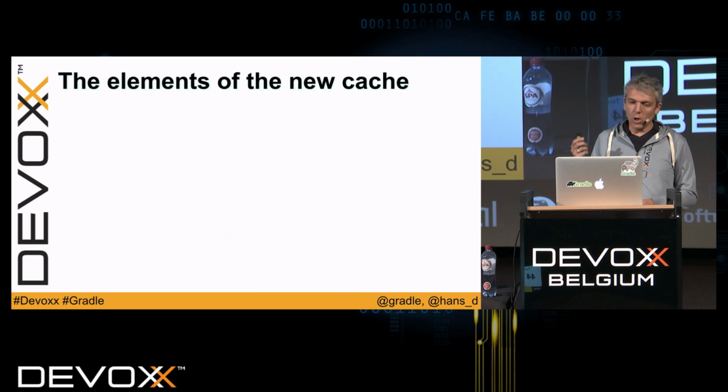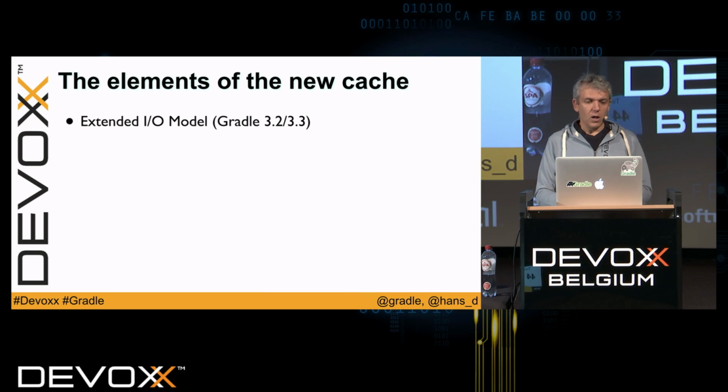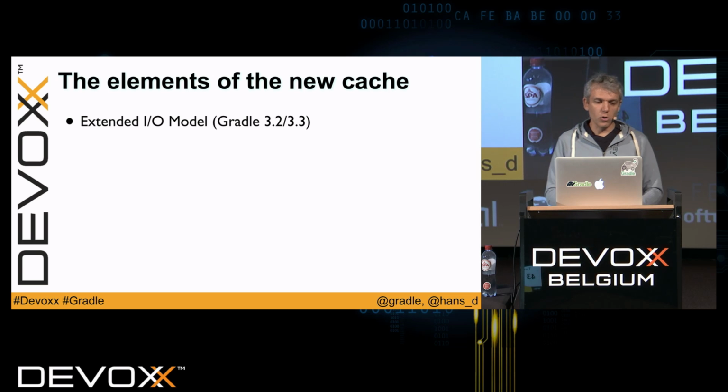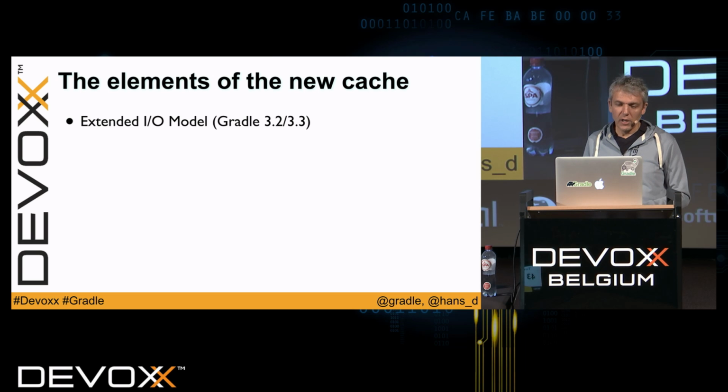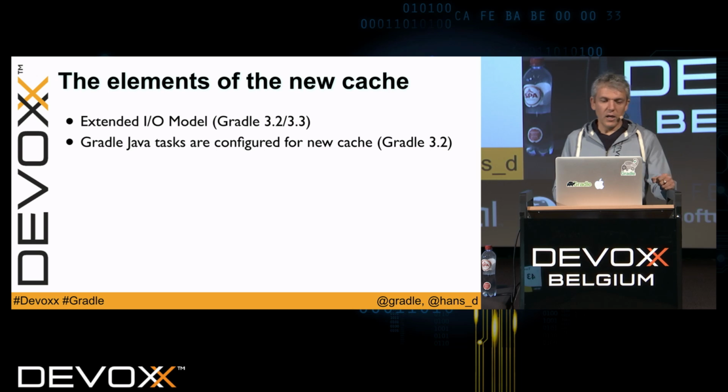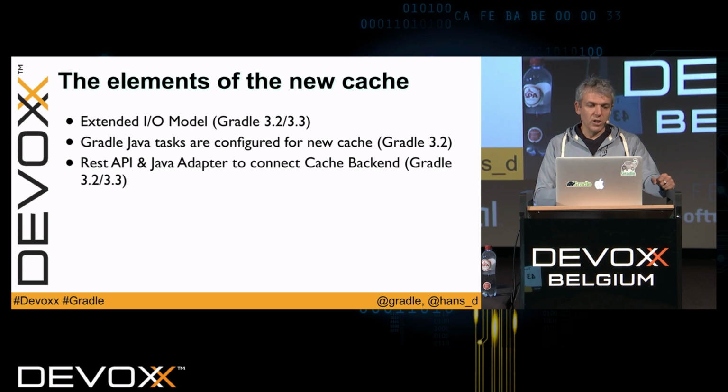Okay, so what are the pieces that are required so that you can use the new cache? I talked about the extended input-output model that is part of Gradle 3.2, which is available now, and we will do some improvements, some additional fixes in Gradle 3.3. The Gradle Java tasks are already configured to opt into the new cache.